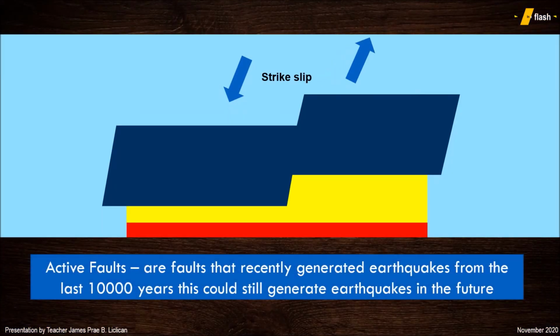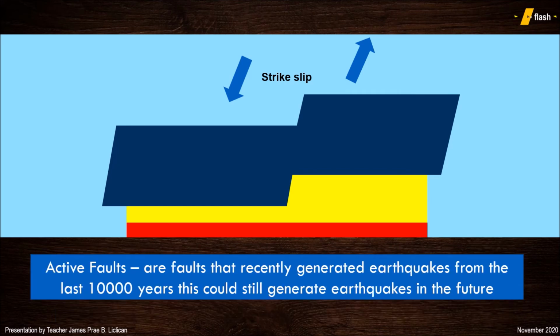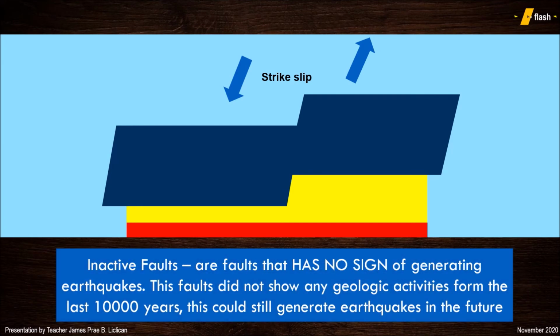Faults can also be classified as active or inactive. Active faults are faults that have recently generated an earthquake, or a fault that has generated an earthquake within 10,000 years. Active faults can still continue to generate more earthquakes. Inactive faults, on the other hand, do not show any signs of ever generating an earthquake, as its most recent quake occurred earlier than 10,000 years ago. However, inactive faults may still become active in the future.